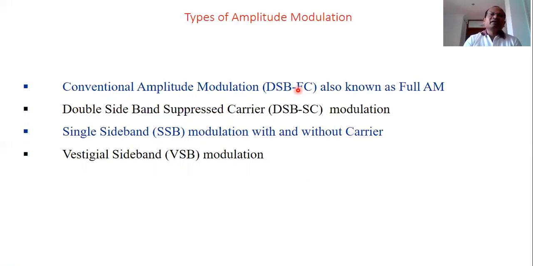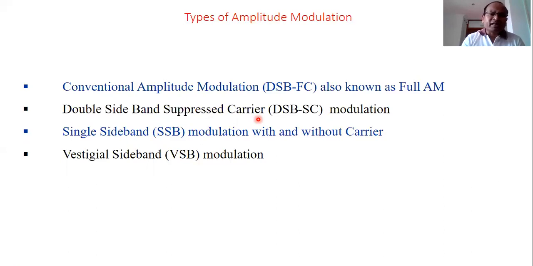So the effect of the carrier signal is still there in both the sidebands. But in suppressed carrier, look at the second one, double sideband suppressed carrier. In suppressed carrier, we can transmit both the sidebands but without the carrier. So the carrier is suppressed, and the upper sideband and lower sideband are both transmitted.